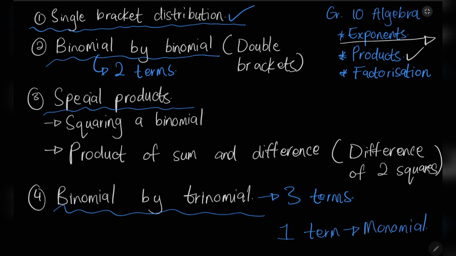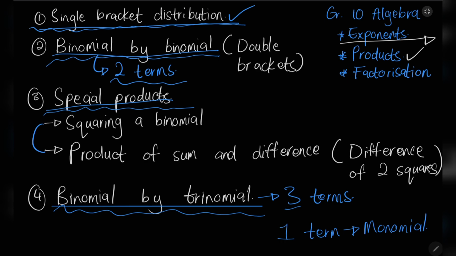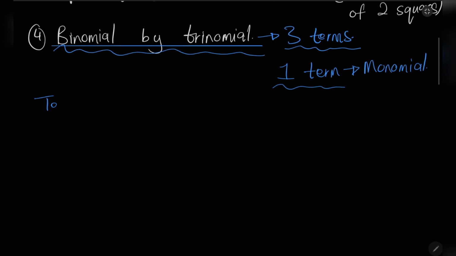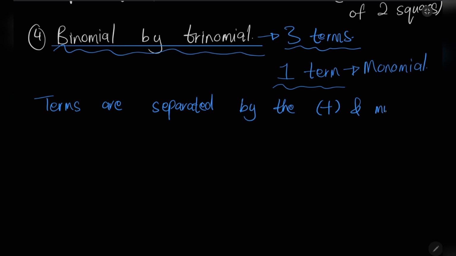Okay, so make a list of all these subtopics. Start with this one, then that one, this one. Under special products, you have these two. So make a list of these two, then binomial by trinomial. And lastly, under all those notes, make notes of what a binomial is. It means two terms. A trinomial means three terms. One term means monomial. You can also include that terms are separated by the plus and minus sign.